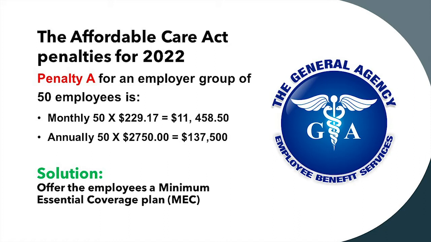So the solution to getting out of penalty A is to offer a minimum essential coverage plan, or a MEC plan. And these MEC plans can be purchased for as little as $50 an employee. And sometimes you can have the employee contribute part of that cost. So offering a MEC plan is a good solution to get out of penalty A.